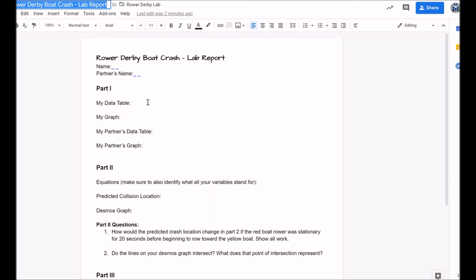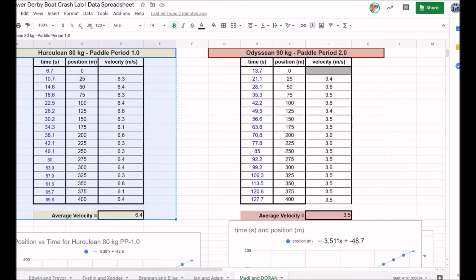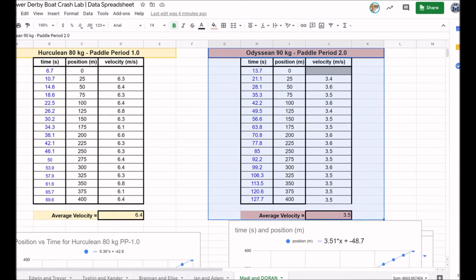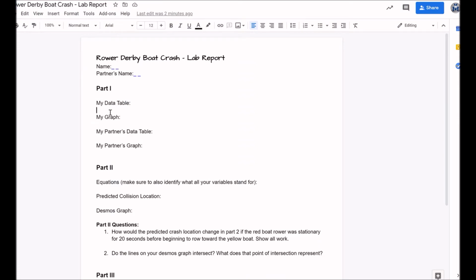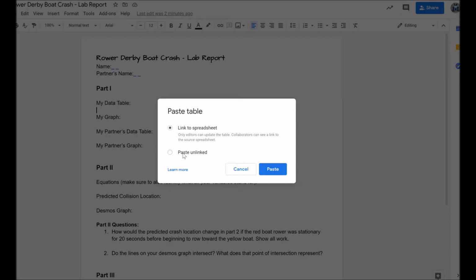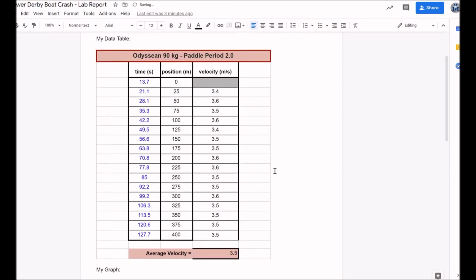For part one, you want to copy and paste your data table and graph from the work that we did in class. The lab report wants me to start with mine. I was the red boat. So I'm going to Control C and go over into my lab report and Control V. I can paste it unlinked and paste it in there.